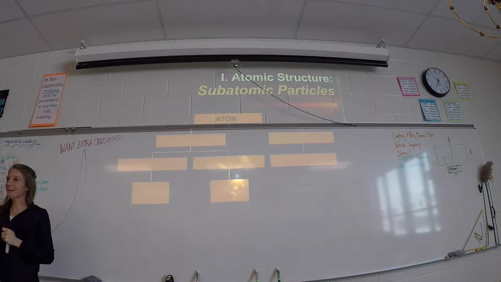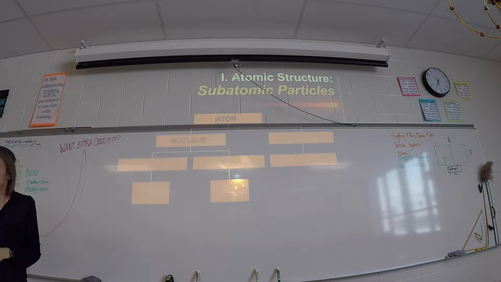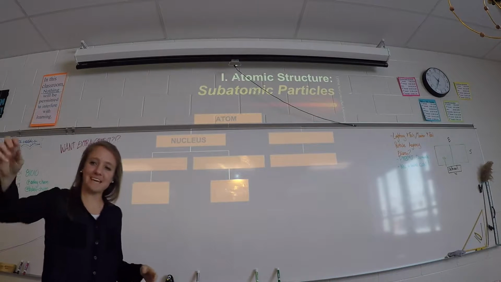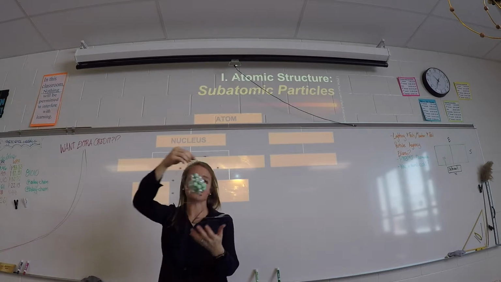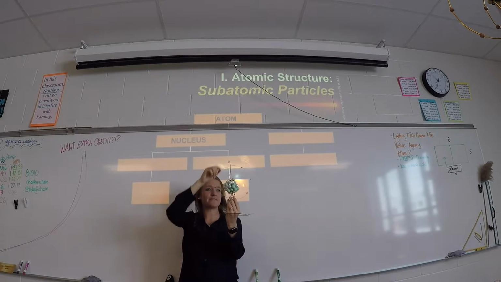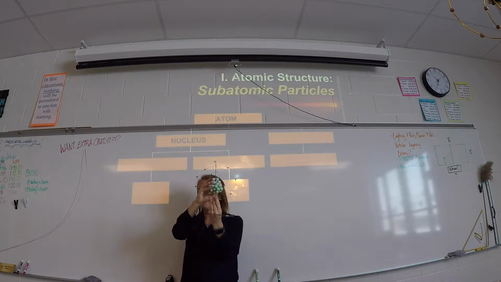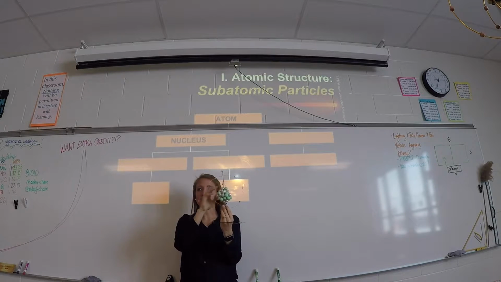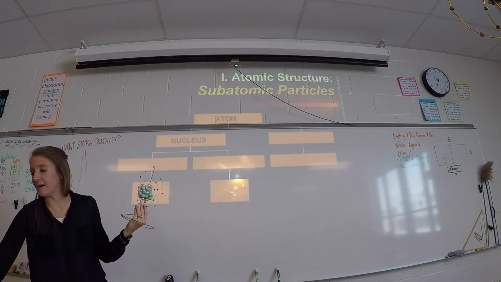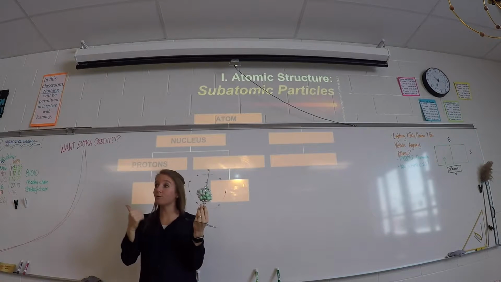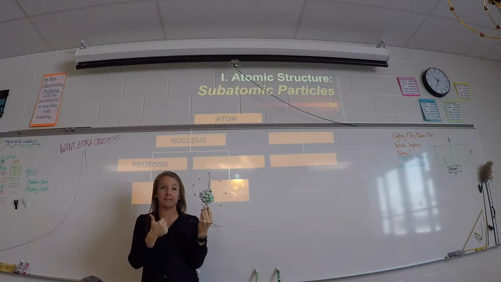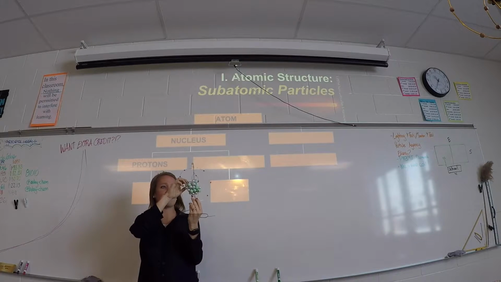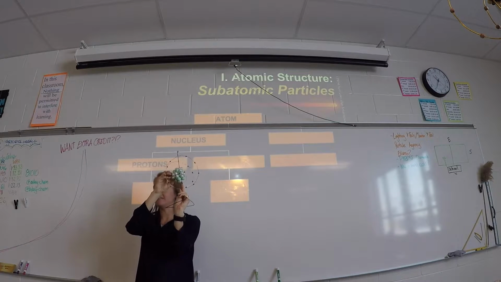Atom, here's what we need to understand. The central part of an atom is known as the nucleus. So when I look at an atom, this middle portion right here is called the nucleus. The nucleus is made up of things called protons. This is one of our pieces that make everything up. Those are represented by the green beads.